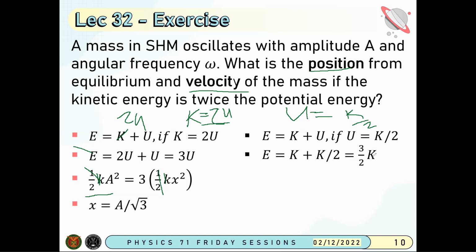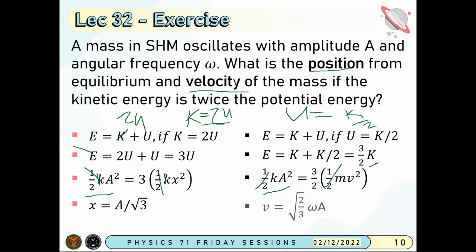And then, alam natin yung kinetic energy. That is 1/2 mv squared. So technically, tama. Sa kinetic energy kukunin yung velocity v. So total energy is 1/2 kA squared, equals 3 halves, tapos yung K is 1/2 mv squared. So magka-cancel agad yung 1/2, ano pa? Yun lang yung nag-cancel. So we will get v equals square root of 2 over 3 omega A.